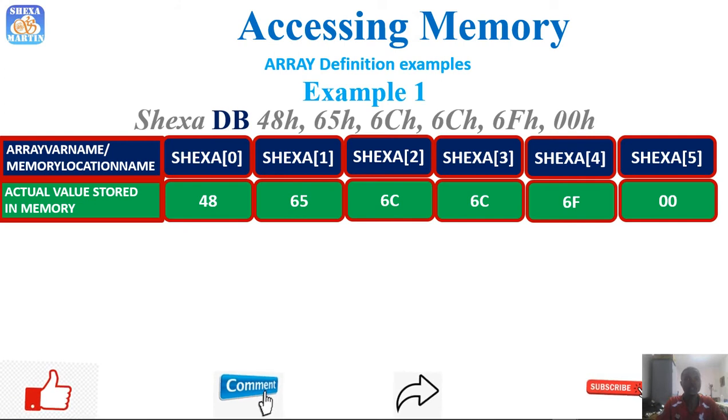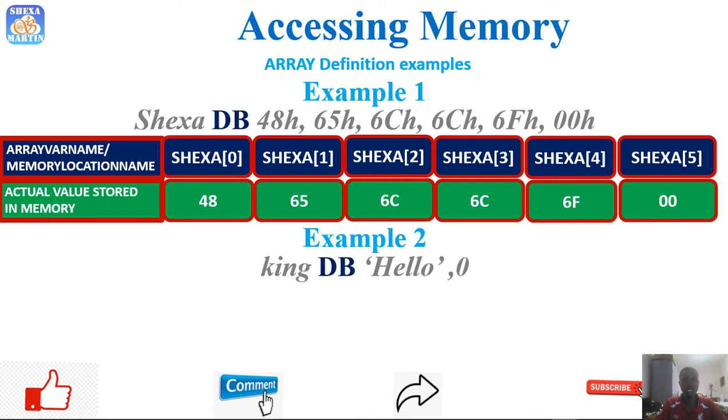Like I said, all these variables, this one, this one, this one, and that one, share the same name, which is Shexa, and they share the same size, which is byte. Right, so we are done declaring this variable Shexa.